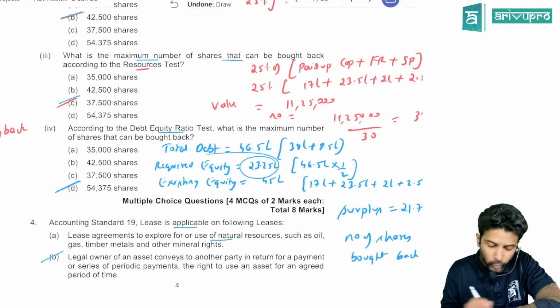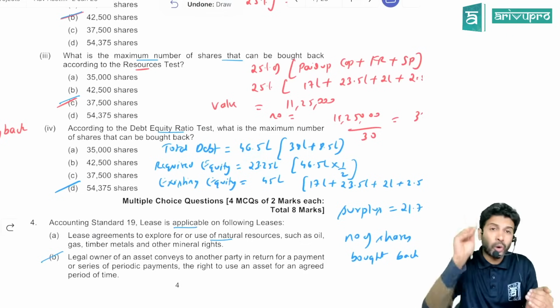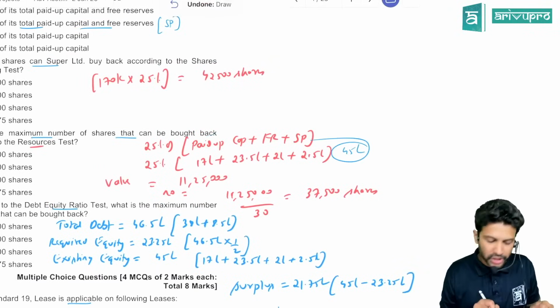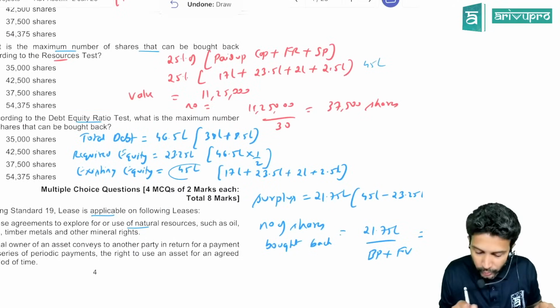23.25. This is what we need. This is what we require. How much do we have? We already added this. Equity means this only. If you're adding all this, how much are you going to get? 45 lakh. Existing equity is 45 lakh.